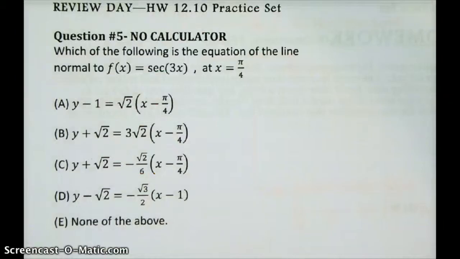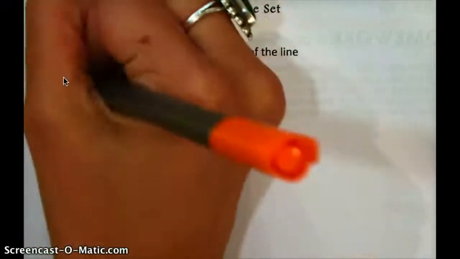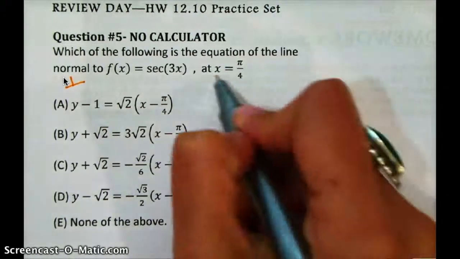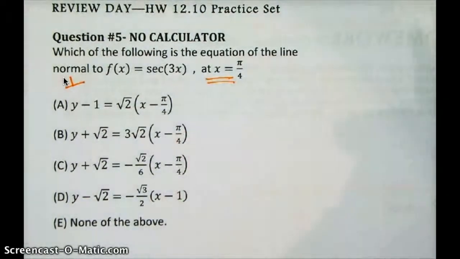For question 5, notice a couple things right off the bat. Line normal to. Normal is perpendicular to the tangent, right? And we can only talk about a tangent line when you're talking about at a certain point. So we've got the x value of that point. And basically our answer is going to be in point slope form, and then we're going to have to fill in whatever information we don't have.